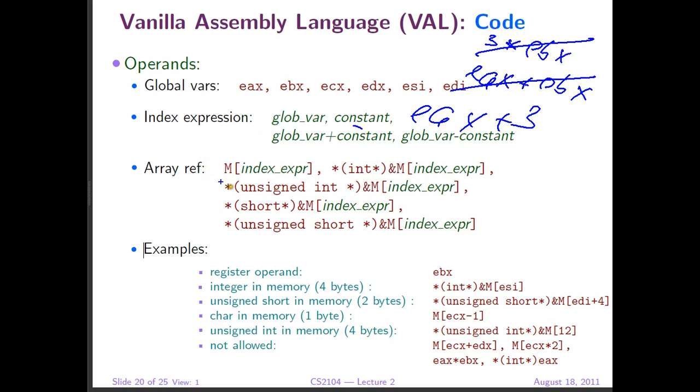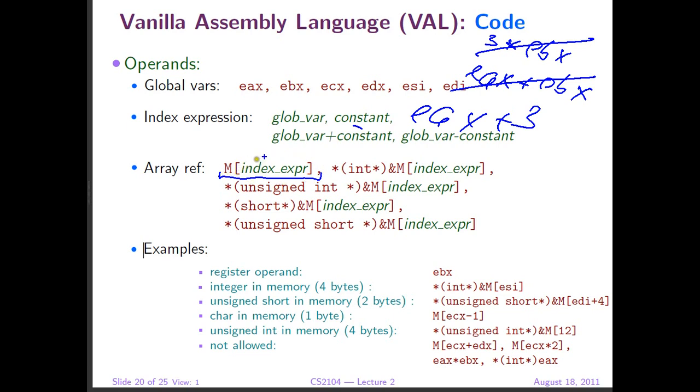Now, other kinds of operands. What kind of memory elements? You can index the memory by some index expression. Any legal index expression can appear within brackets. And of course, this will be of type char.